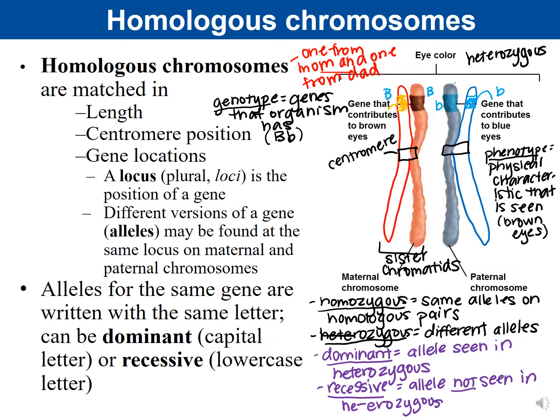So that's why you can have two parents that don't have a trait, and then you see that trait appear in the offspring. It's because the parents are carriers for the recessive allele. You don't see that allele, but it's still there. And so that's the difference between dominant and recessive.